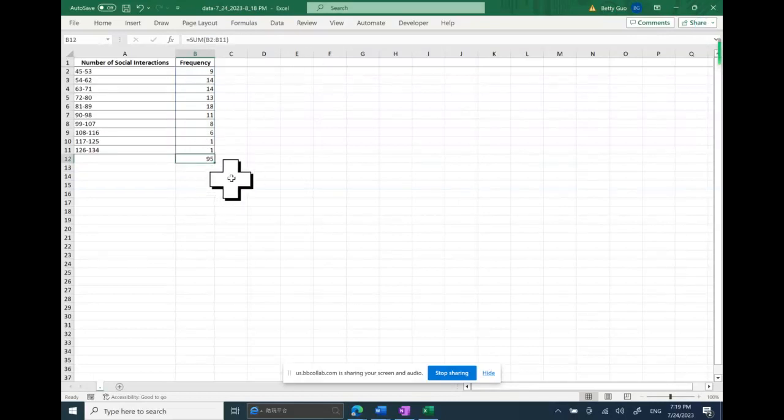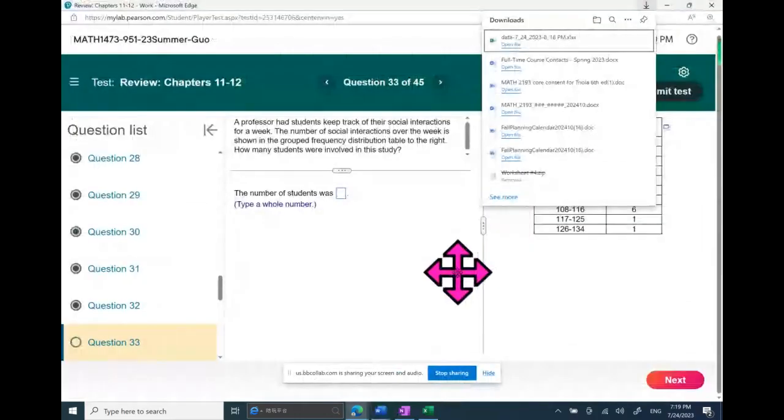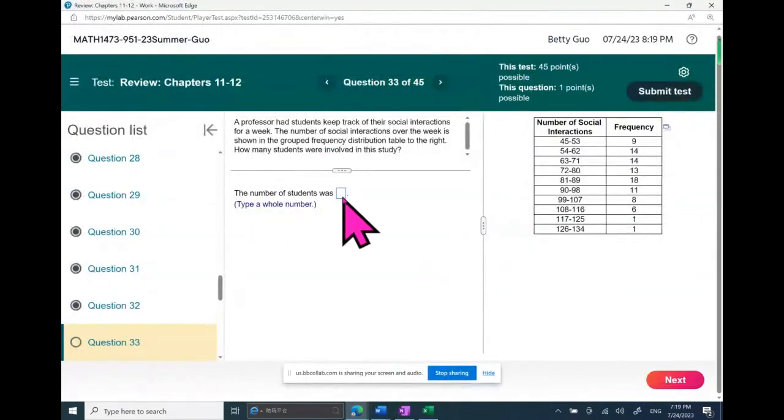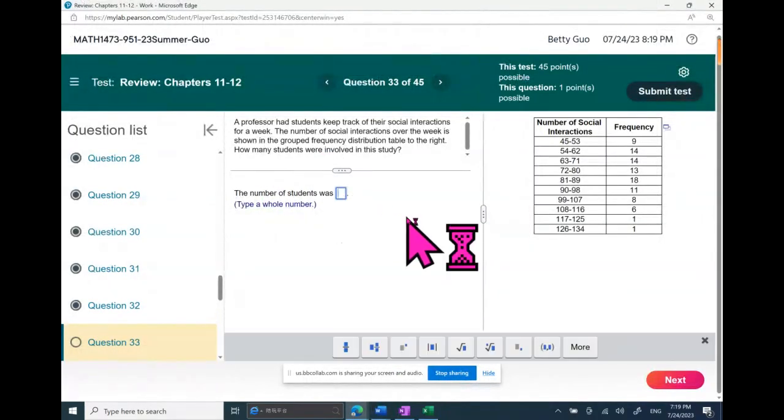Double check. So that's the sum from B2 to B11 is 95. Even if we don't use that, we try to use a calculator. It's also doable. It's just very annoying. So let's do that.